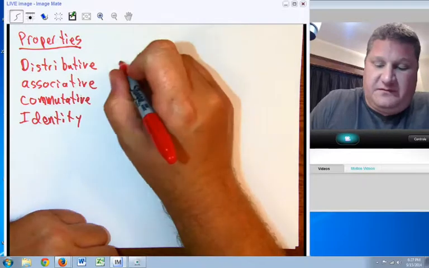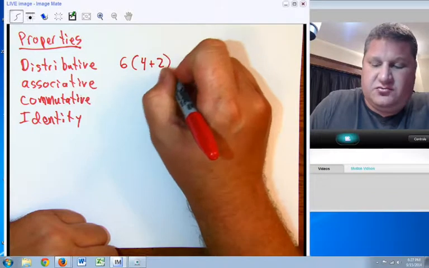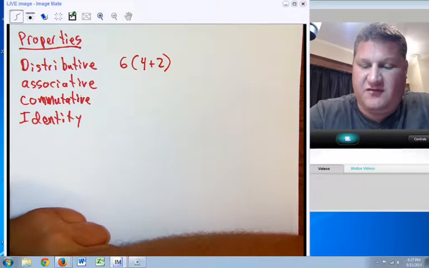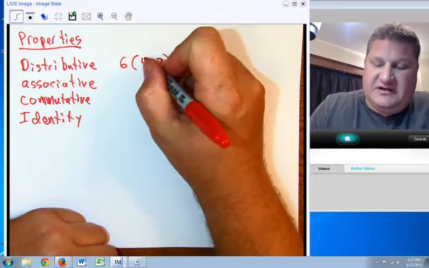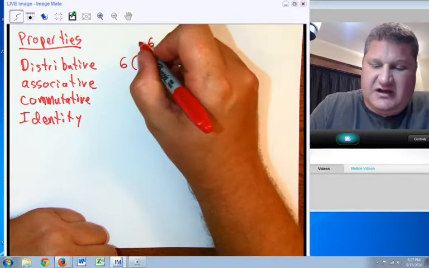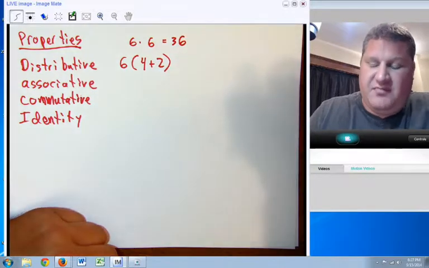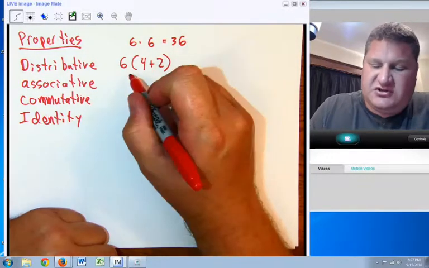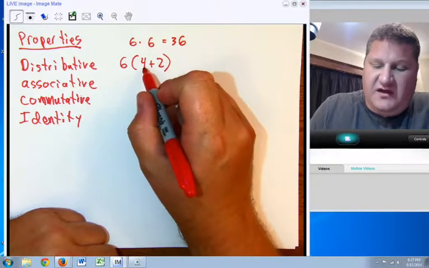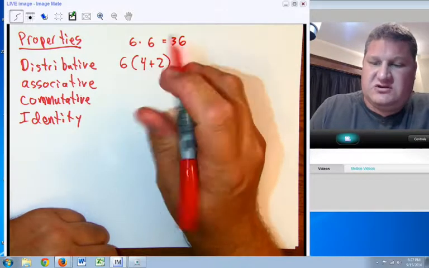the following: 6 times (4 plus 2). Now, I could do 6 times (4 plus 2) without the distributive property. I could simply say 4 plus 2 is 6, and say 6 times 6 equals 36. And that would be true. But I also need this distributive property, because if this were not a 4, if it were an x or a y, we wouldn't be able to do the same type of trick.